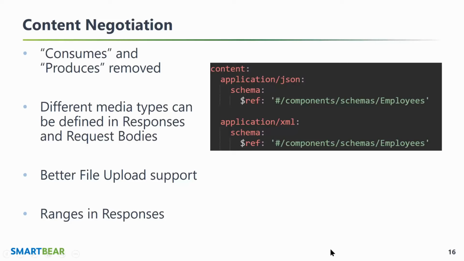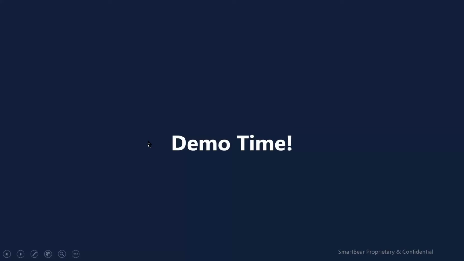You can also specify a range in responses. So standard HTTP codes from 200 to 500 can be specified as a range. So it's time for the demo.